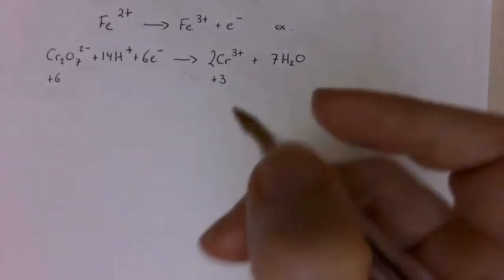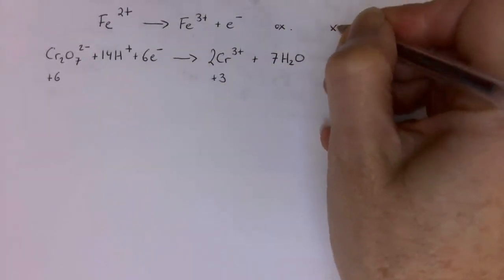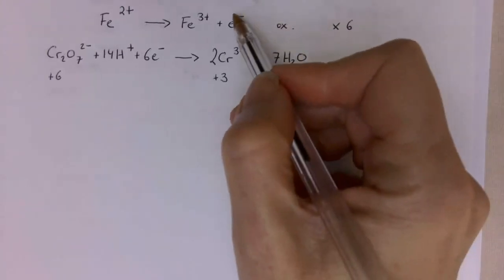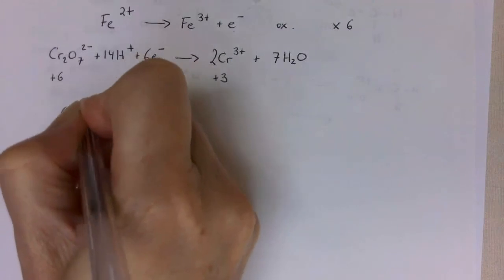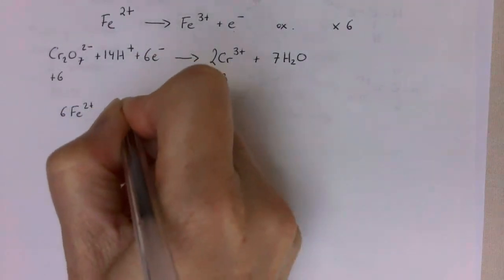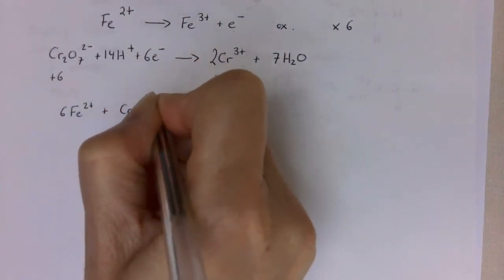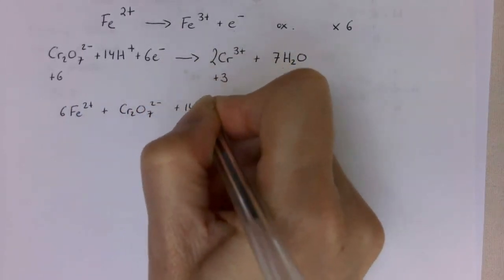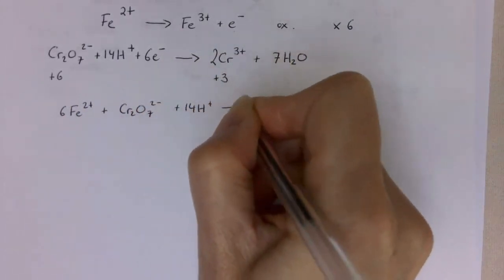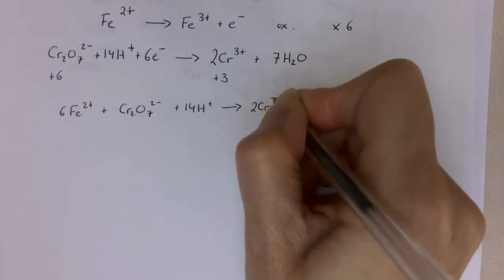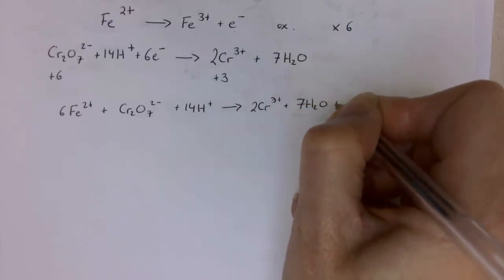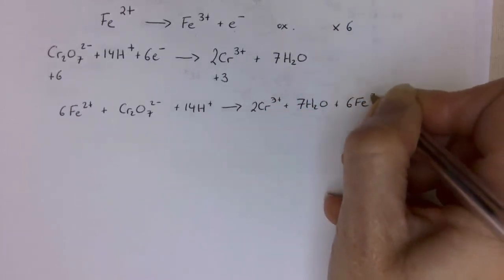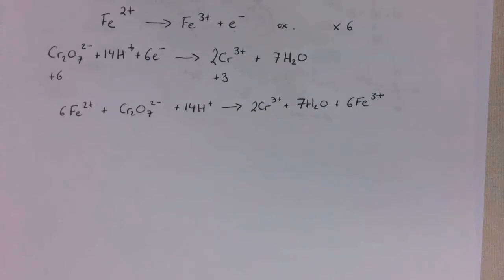Now to put these together, all I'm going to do is times this top reaction by 6, because I need 6 electrons here. And you get 6 Fe2+, plus your dichromate Cr2O7 2- plus 14 H+, going to 2 Cr3+, plus 7 H2O, plus 6 Fe3+. And again, you can check by charge balancing that that all works.